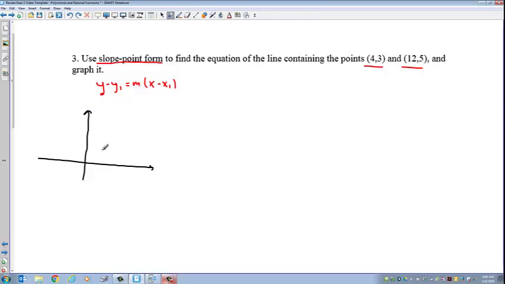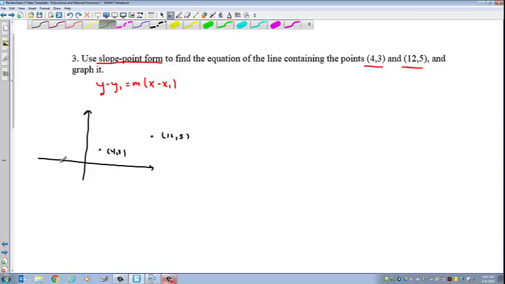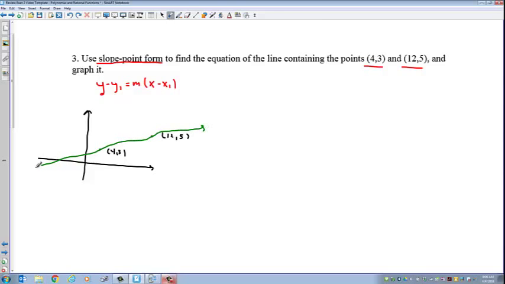So (4, 3), let's put that right here. And then (12, 5), let's put that over here. Again, it does not need to be drawn perfectly or to scale. We just want the idea down here. And the idea is that you can see that this line is going up, so the slope better be positive.